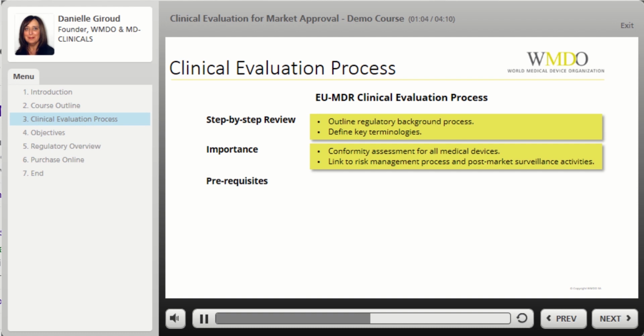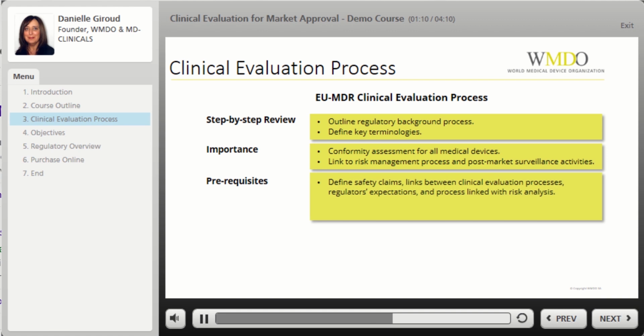We will then go through the prerequisites before you start your clinical evaluation activities, how to define the safety claims, what the starting points are, and what is expected by the regulators, how this process is linked with the risk analysis. The next step is to define the performance and clinical benefit claims for the product and what the starting points are. You will learn to establish benefit-risk conclusions.